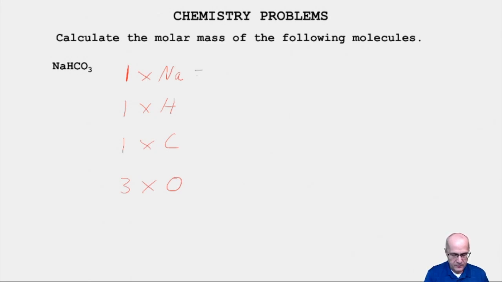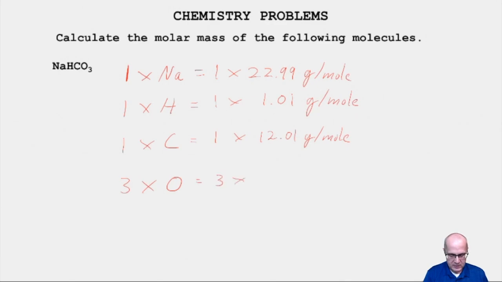So let's plug it in. 1 multiplied by 22.99 grams per mole. 1 multiplied by 1.01 grams per mole. All I'm doing, guys, is multiplying through the atomic mass by the number of atoms or ions that are in my formula. And finally, 3 times 16.00 grams per mole equals.